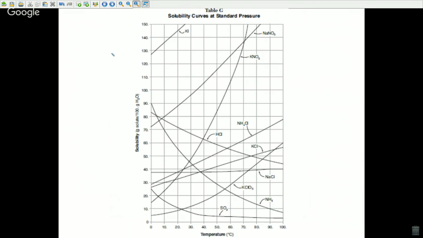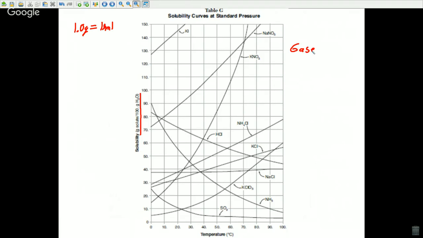And then looking at table G, it shows a lot of useful information here. Things to pay attention to is how much is soluble in 100 grams of water, which is the same thing as 100 milliliters. Because 1 gram of water is the same as 1 milliliter. And then at the bottom you have the temperature in Celsius.